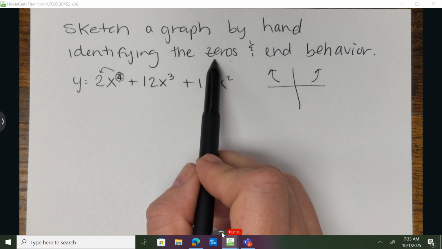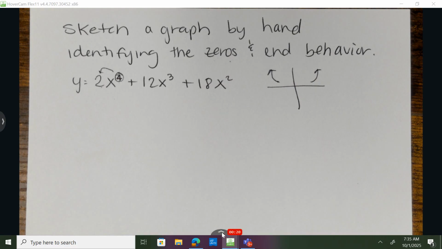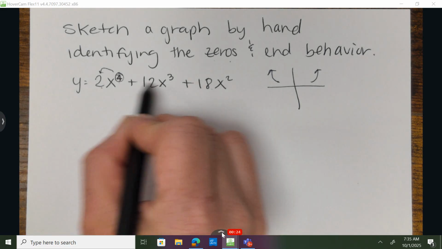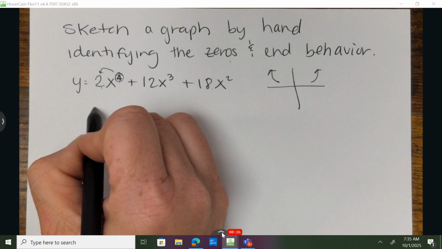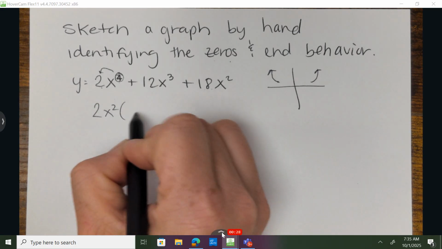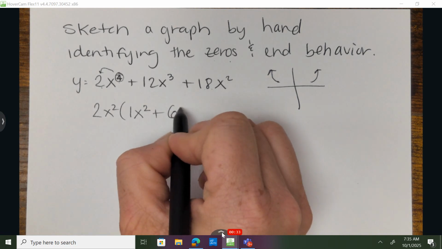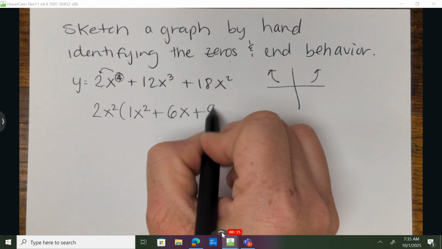Next, I'm going to identify the zeros. Now, the zeros, also known as the x-intercepts, can be identified by hand. There is no calculator with this problem. I notice that each of these three terms I can factor out an x squared. Also, they're all even, so I can factor out a 2. And I'm left with 1x squared plus 6x plus 9.